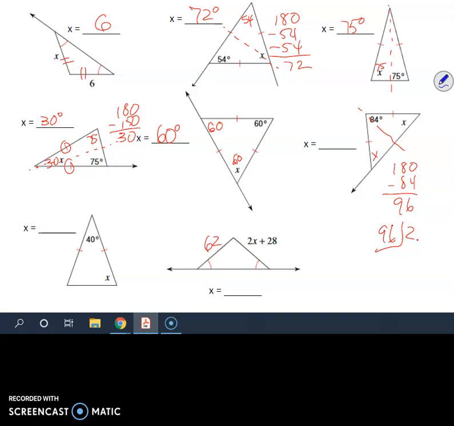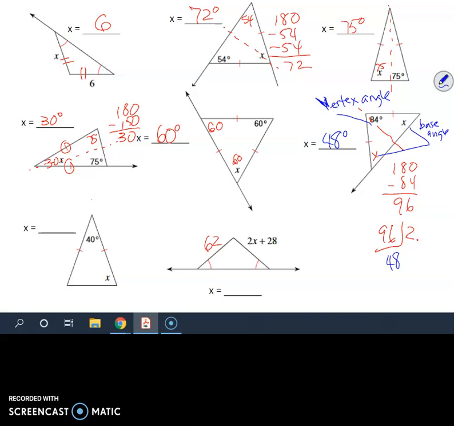Keep in mind, we talked about this last week again, that these two angles are called the base angles. They're the ones that are equal. And the angle that generally is not going to be the same is called the vertex angle. So these base angles, I take them and divide 96 by 2, each base angle is 48 degrees.